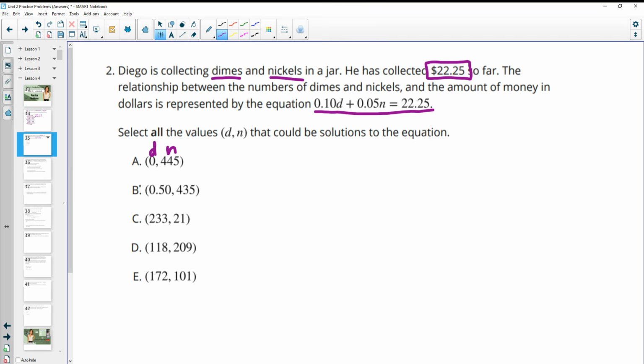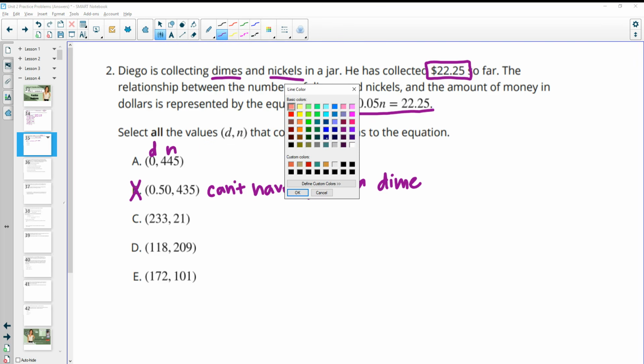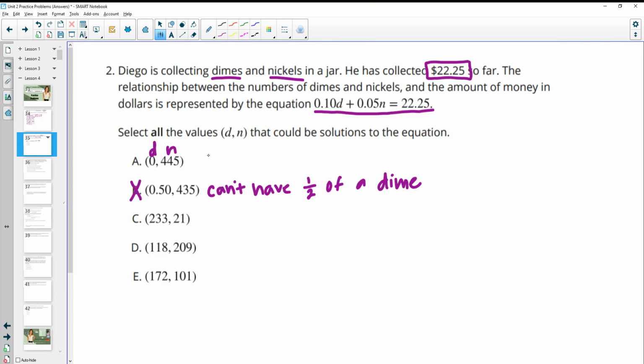And actually then when I'm looking at this, I would cross off B right away because we can't have half of a dime. So those numbers need to be whole numbers because we can only have whole values of dimes and nickels. So B would be out right away. Then in A, we're going to have 0.10 or 0.1 is fine times 0 dimes, okay, plus 5 cents or 0.05 times 4.45.